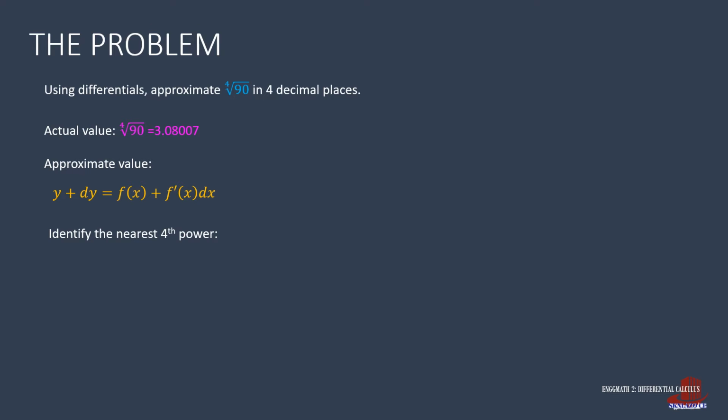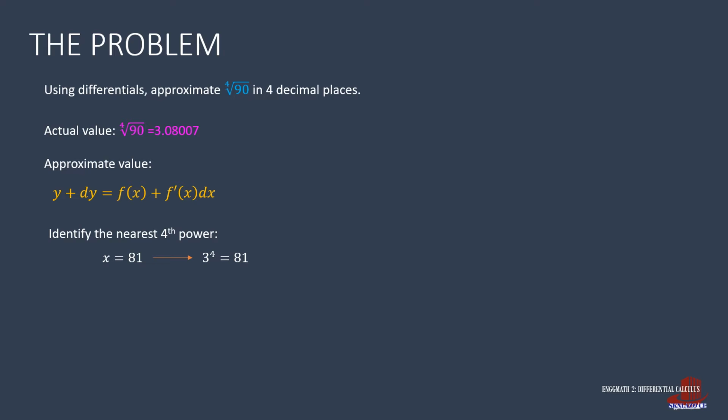The first problem in this series is to approximate the fourth root of 90. By plugging in keys in the calculator, the exact value of the root is 3.08007. But without a calculator, we can approximate using differential equation. The first step is to identify a fourth power nearest the premise. Think of a fourth power nearest 90 and take it as x. For this example, use 81, as 3 raised to 4 is 81.